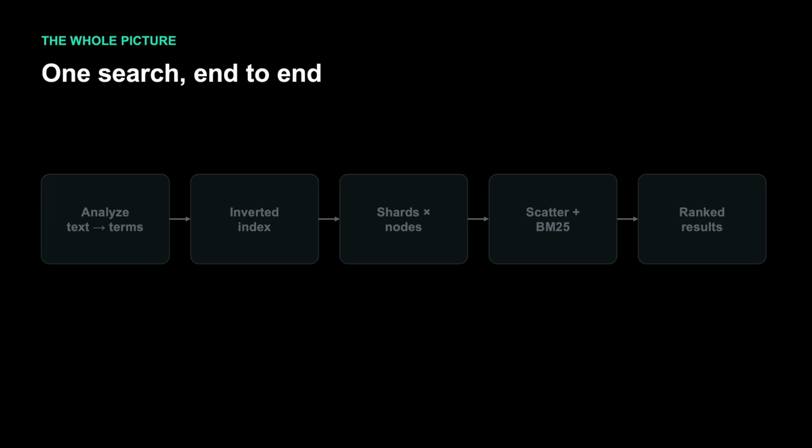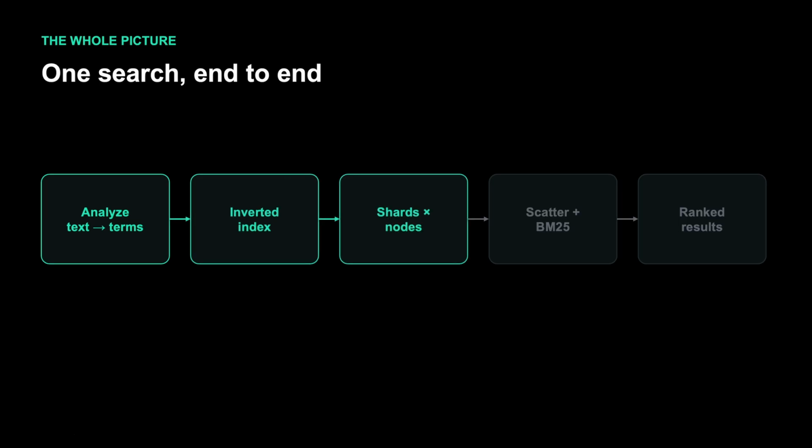So step back and watch the whole pipeline for a single search. Your text is analyzed into clean terms. Those terms live in an inverted index. That index is sharded and replicated across a cluster of nodes. Your query is analyzed the same way, scattered to every shard and scored with BM25. The coordinator gathers the top IDs, fetches just those documents, and hands you a ranked page.